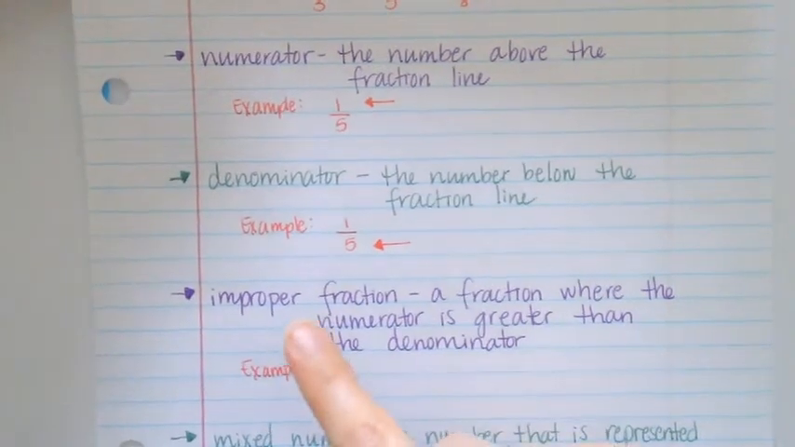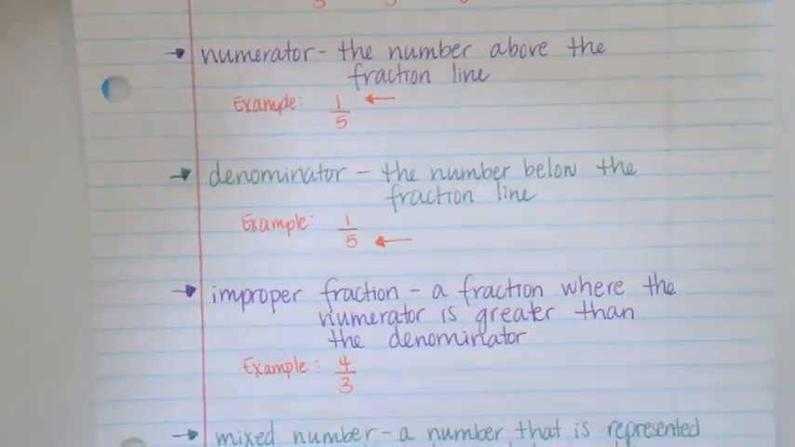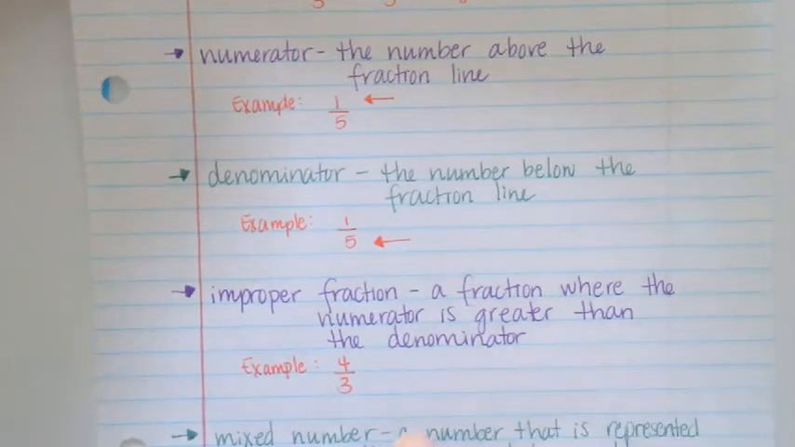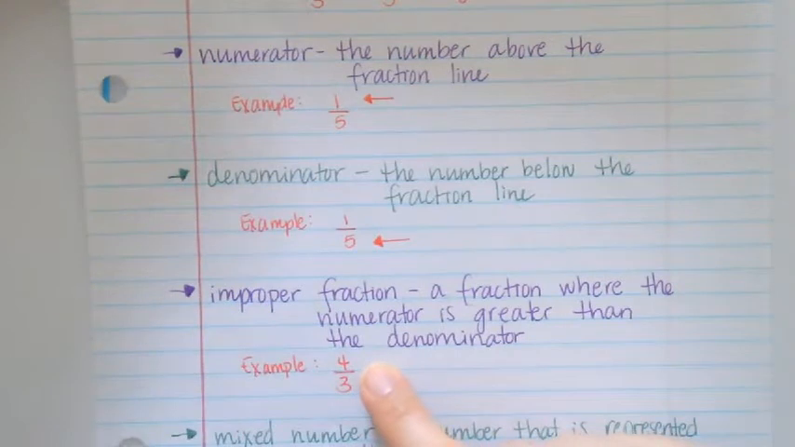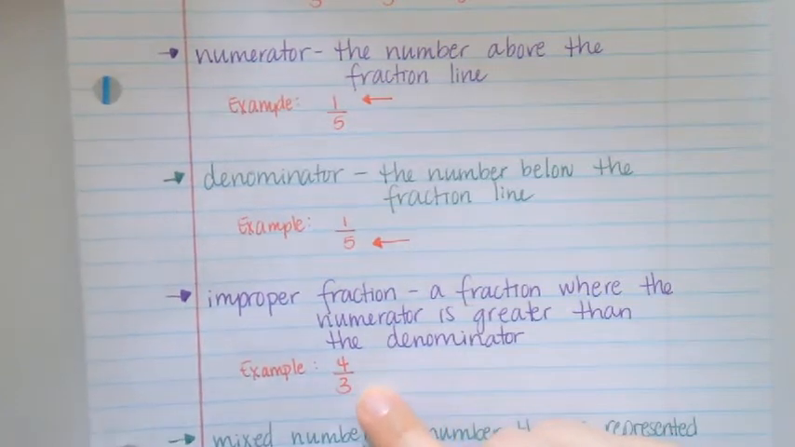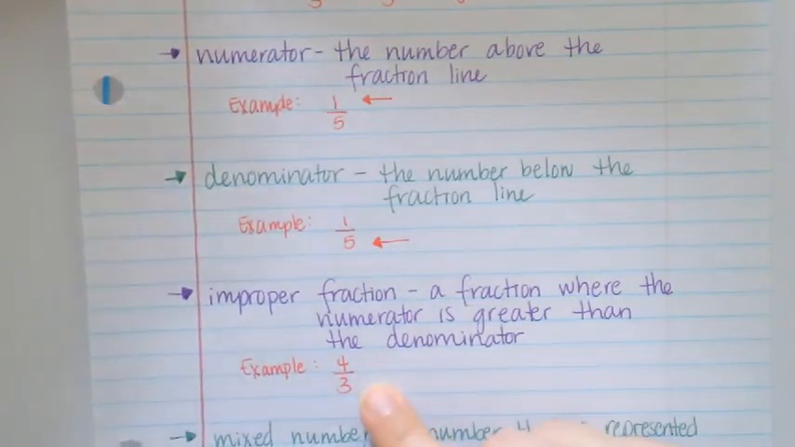The word improper is kind of like the word wrong or not done correctly. So it looks kind of wrong because the numerator should have a smaller number on top. Imagine making a pyramid. You want fewer people on top than you do on the bottom, because you want more base, or more on the bottom.